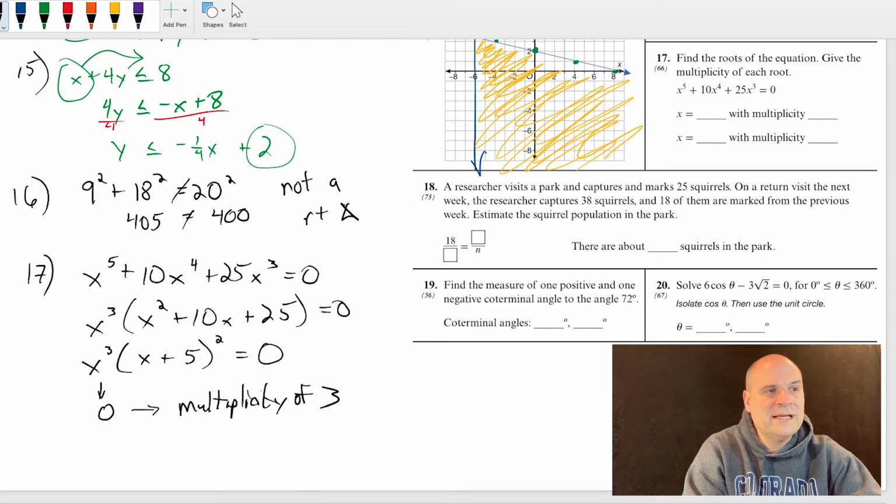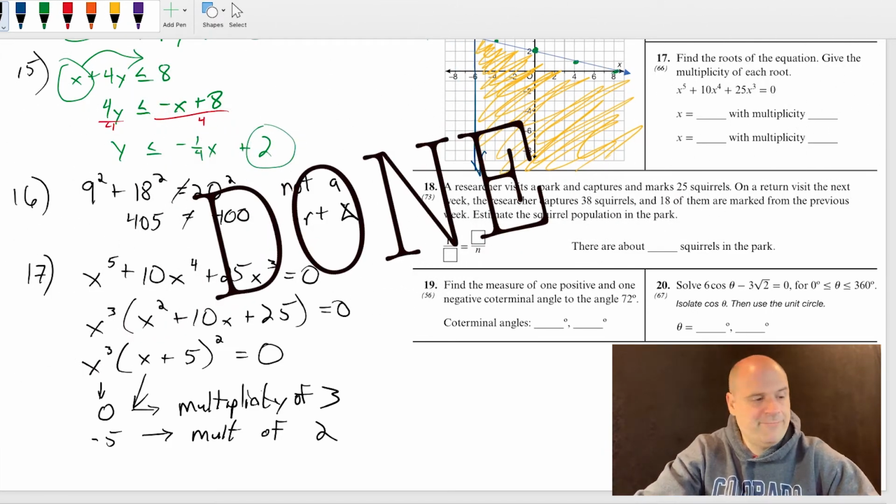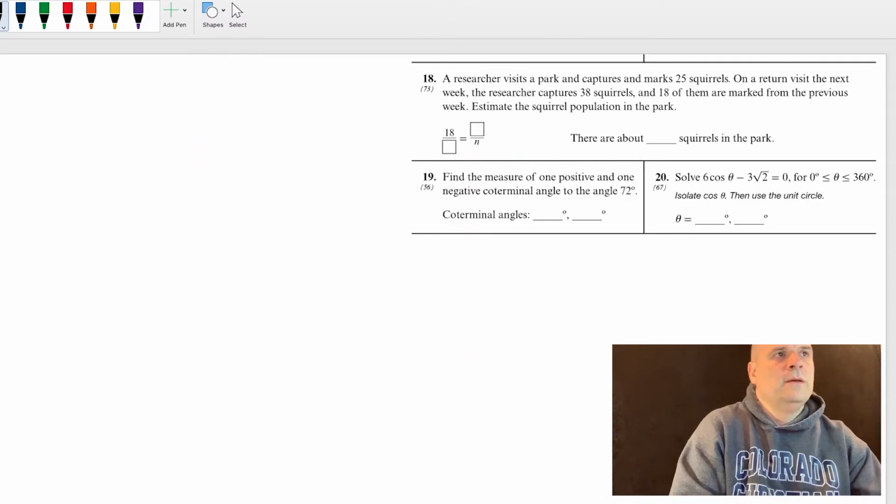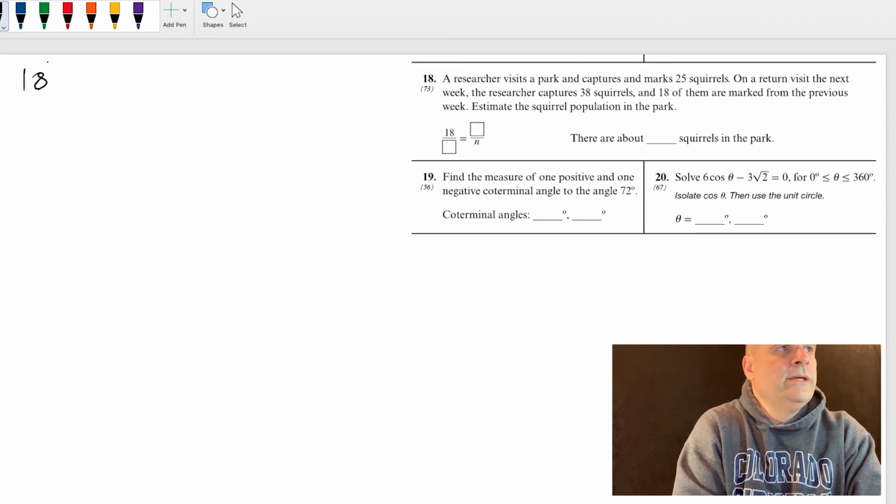Okay, well, what x will make this 0? That would be -5, and there's 2 of those, so this has a multiplicity of 2. Okay, that's it. So instead of saying x could be 0, comma 0, comma 0, comma -5, comma -5, we just use a fancy word like multiplicity. It's real fun. All right, number 18, here we go.